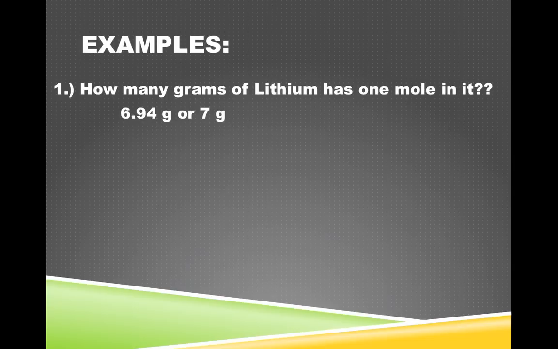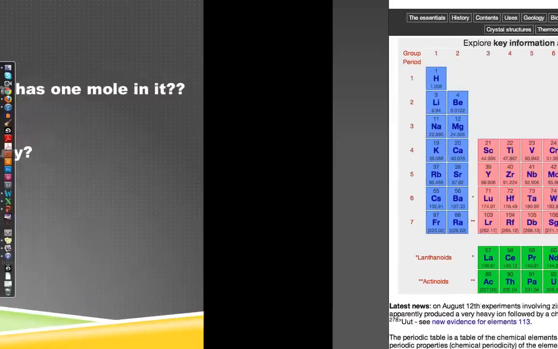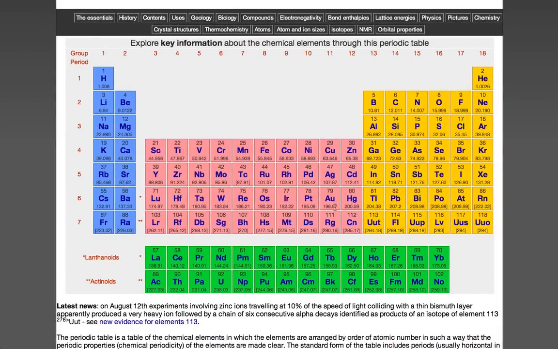On all of these, you want to round to the half. So if it was 6.5, I would round to 6.5. Or 6.4, I would round that to 6.5. But it's 7. Okay? How many grams for mercury? So again, we're going to come over here. Here's mercury.